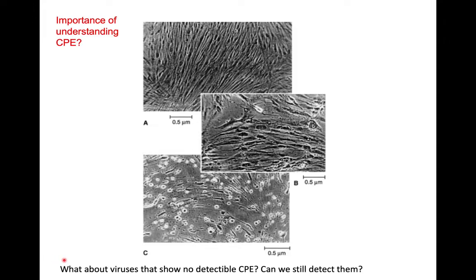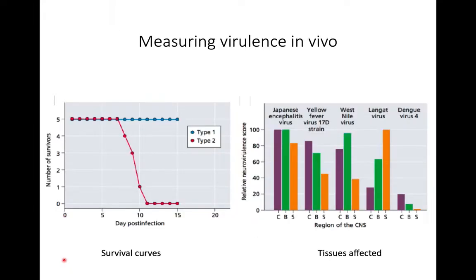But what about viruses that don't show any detectable CPE? What if we infect cells with this virus and the cells still look completely normal? Can we still detect them? And the answer is yes. Even though we may not see changes to a cell in culture, we can still detect our viruses.